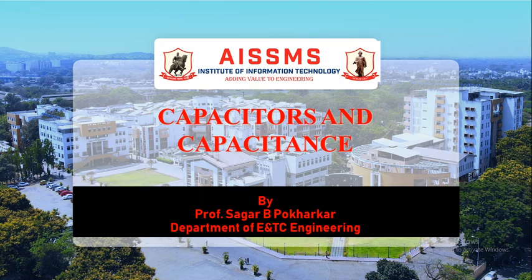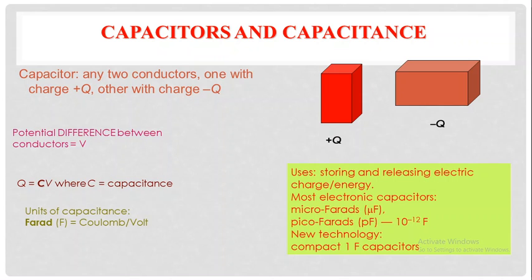So today I will give the introduction about capacitors and capacitance. The capacitor is nothing but any two conductors, one with positive charge and the other with negative charge. So there exists a potential difference between the conductors, that is V. So Q is equal to CV, where C is the capacitance. The unit for capacitance is farad. Usually capacitors are used for storing and releasing electric charge or energy.